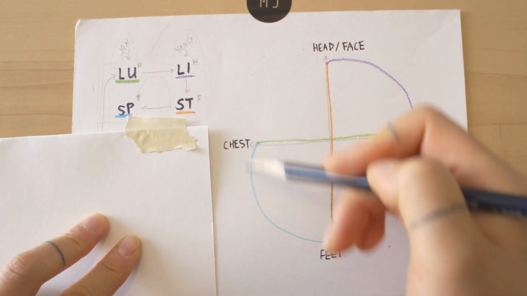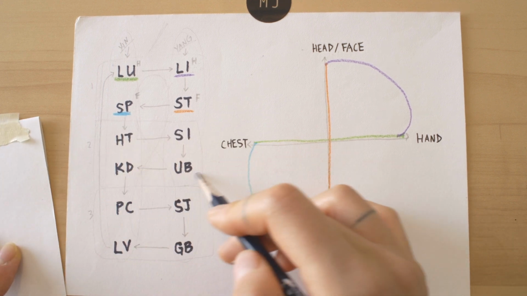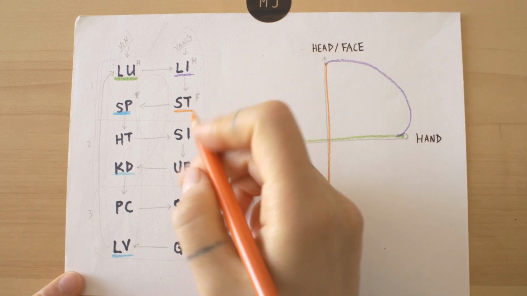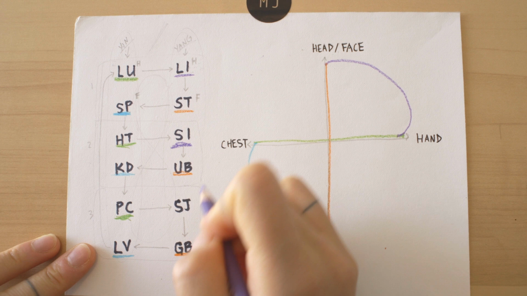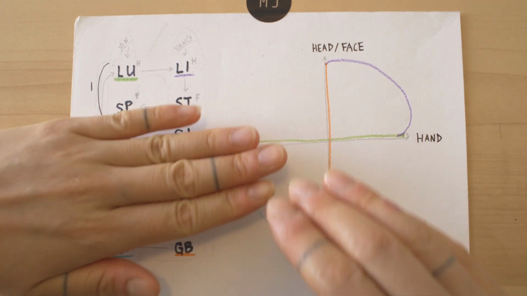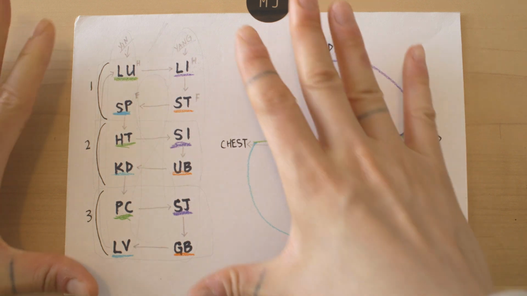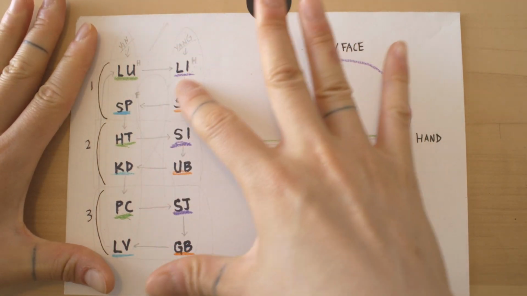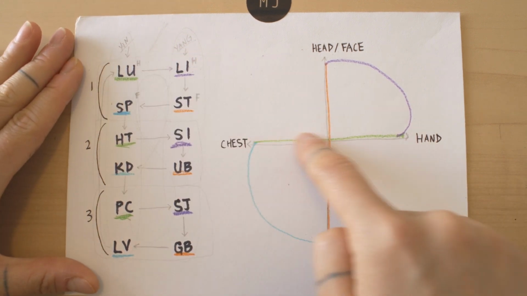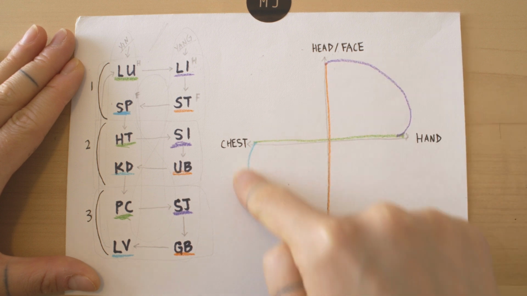So this right here is one circuit, and this would be another circuit, taking on the exact same directional flow. So you've got one circuit, the second circuit, and then the third circuit within the large primary channel pathway. And each circuit follows the directional flow of this infinity loop.